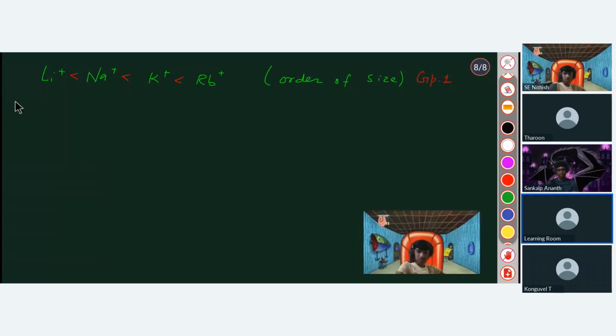Okay, now we have to study the last periodic property, that is the metallic character and non-metallic character.